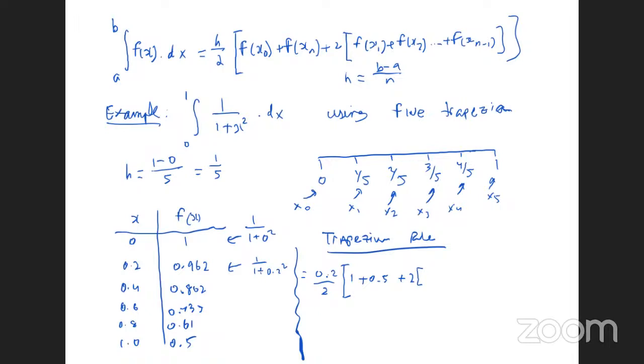The other values. So I put in f(x0) and f(x5) already. Now here I'll put the other remaining y values: 0.962, 0.862, 0.735, and 0.61. And that's it. Plug in the values, and the integral should be 0.784. So if you do that integral the long way, that's where you should get 0.784.